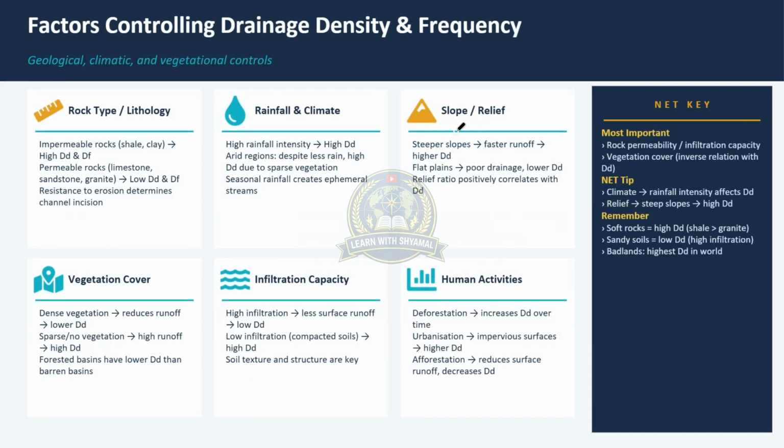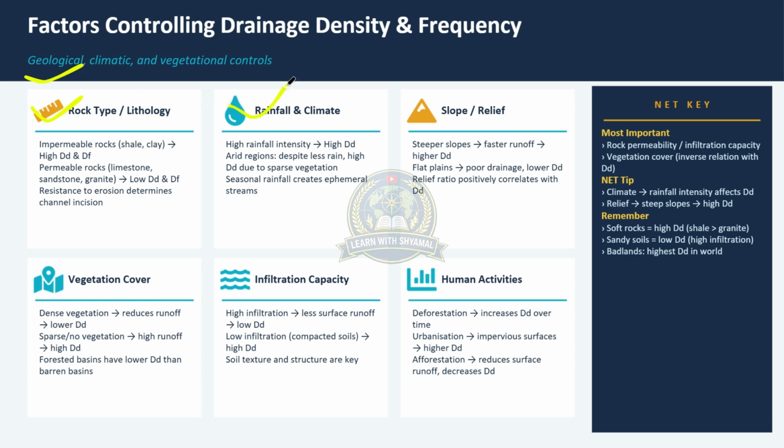Factors controlling drainage density and frequency: geological, climatic and vegetational controls. Rock type and lithology: impermeable rocks like shale and clay give high drainage density and drainage frequency. Permeable rocks, limestone, sandstone and granite, give low drainage density and drainage frequency. Resistance to erosion determines channel incision.